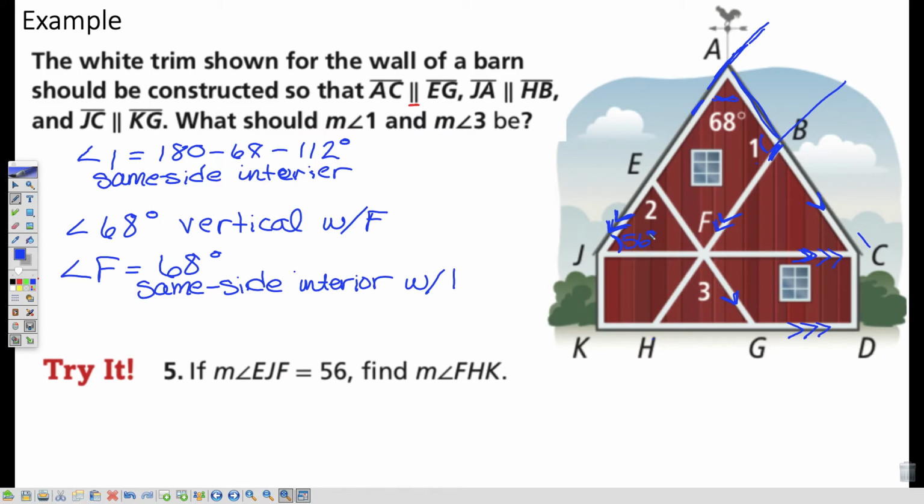Okay. Find the measure of FHK. So FHK. So we want this? Okay. So remember this parallel line extends, yes? So, let's see. Well, we might have to find a bunch of things before we find one thing, right?